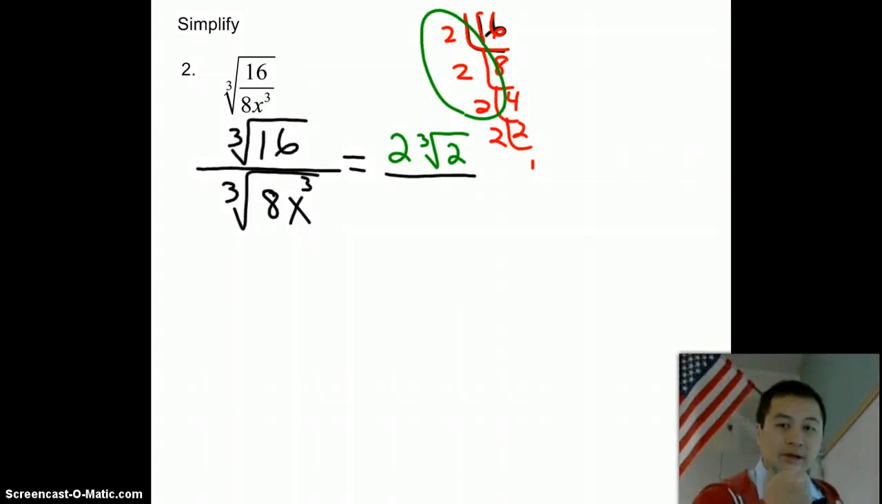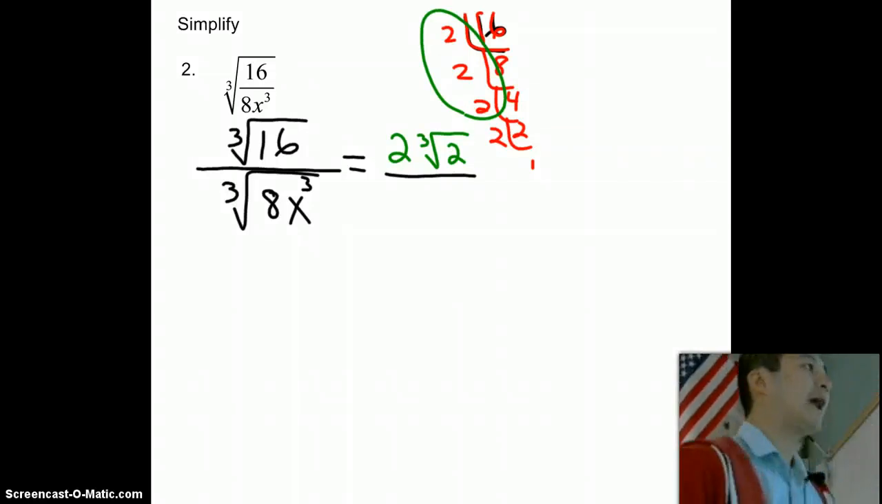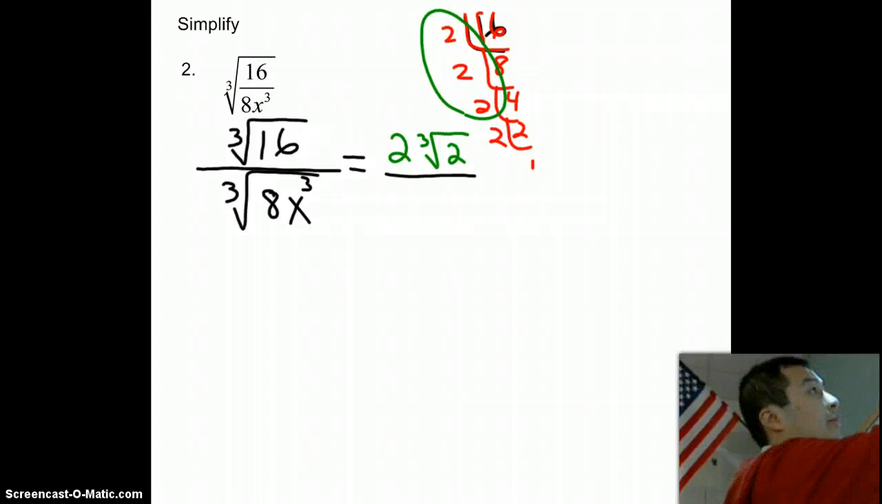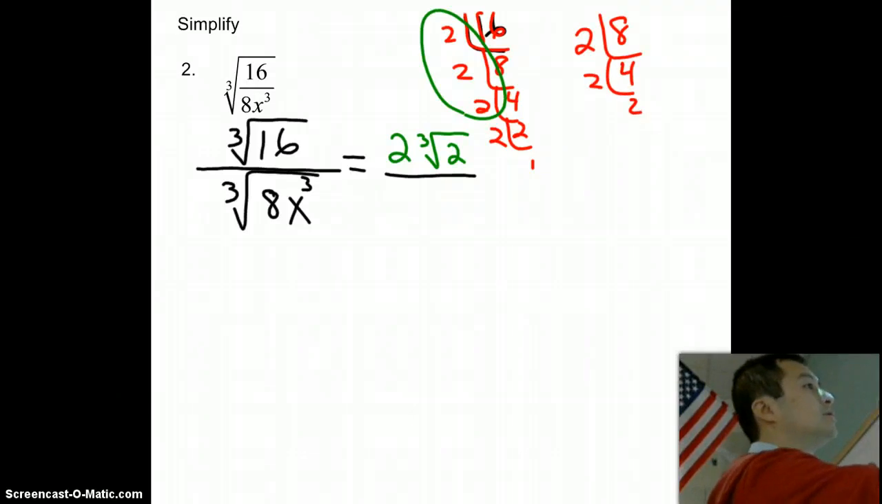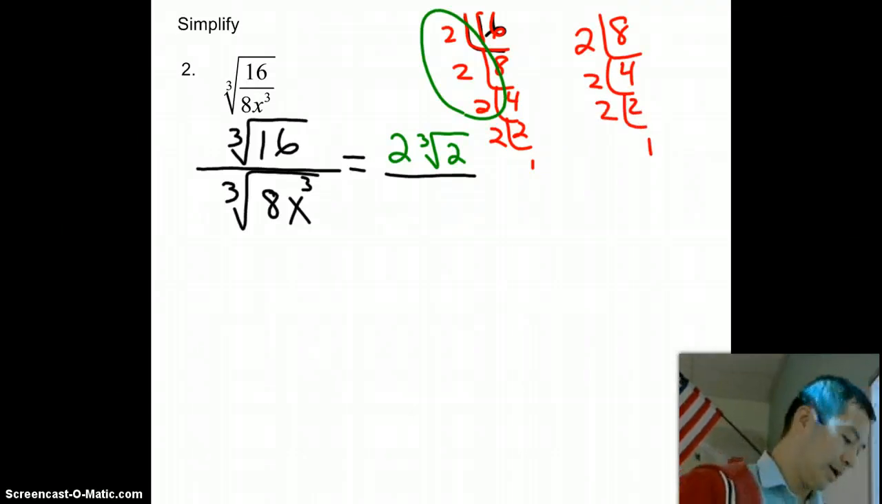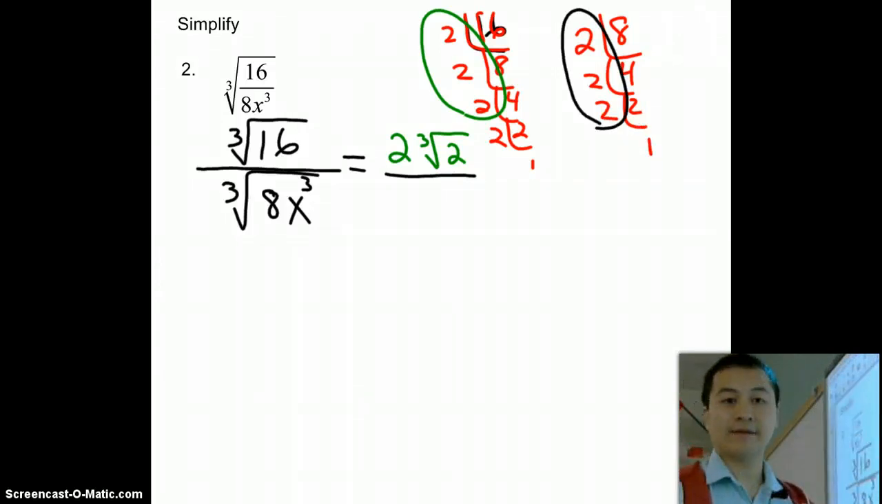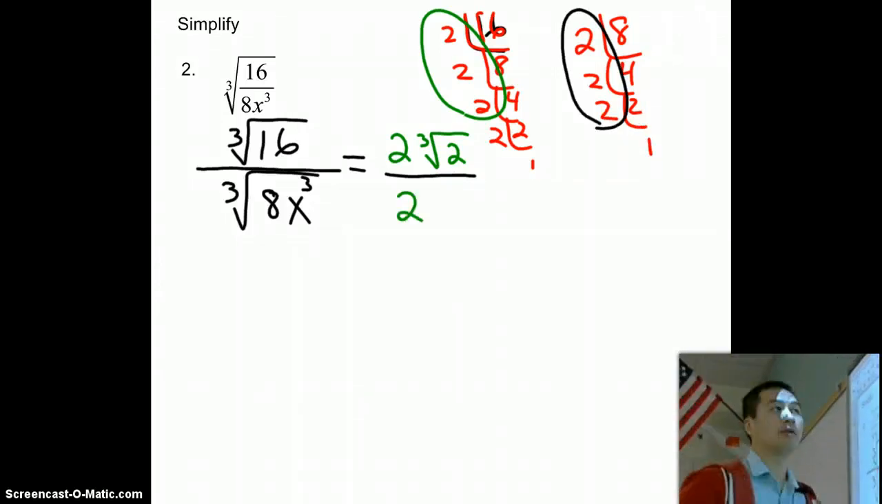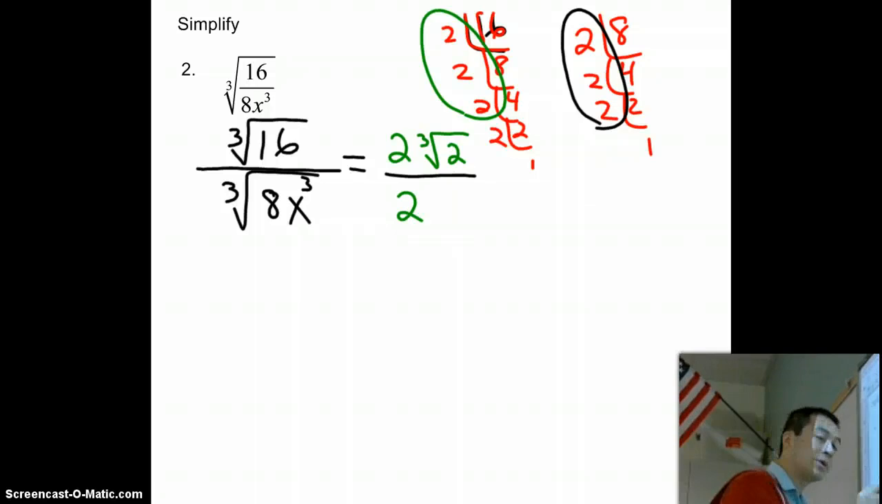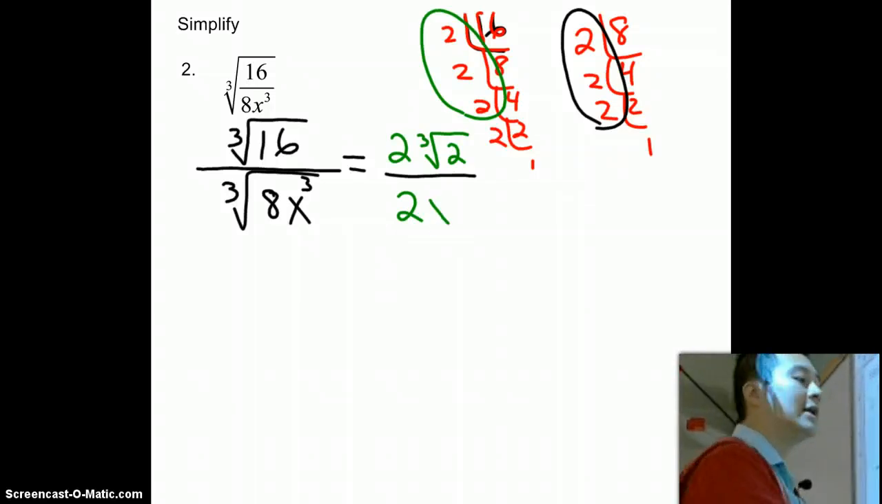Do one at a time. Do the numbers first, then the variables. Let's do the numbers. 8. I'm not too sure, so I'll break down 8. 8 goes 2 times 4, 2 times 2, 2 times 1. Any sets of 3? Yep, right there. Anything left over? No. So there's no radical for the 2. Let's do the x's. There's 3 x's, and I want 3 of a kind. That's just an x.